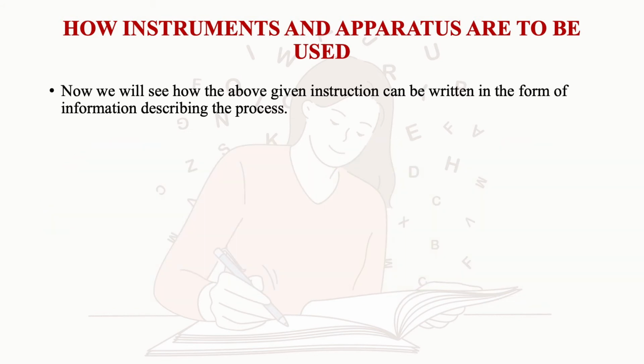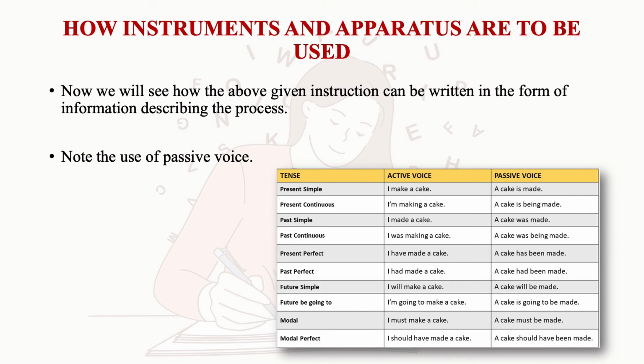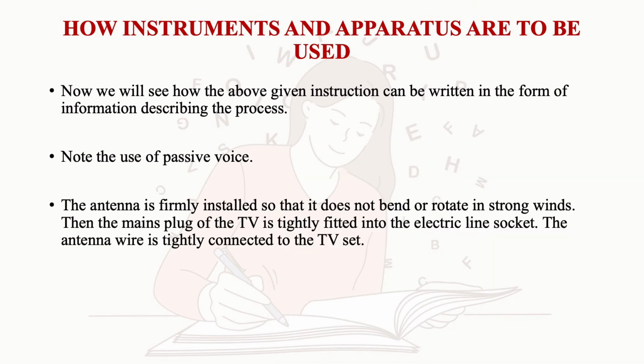Now, we will see how the above given instruction can be written in the form of information describing the process. Note the use of passive voice. The passage reads as, the antenna is firmly installed so that it does not bend or rotate in strong winds. Then the mains plug of the TV is tightly fitted into the electric line socket.